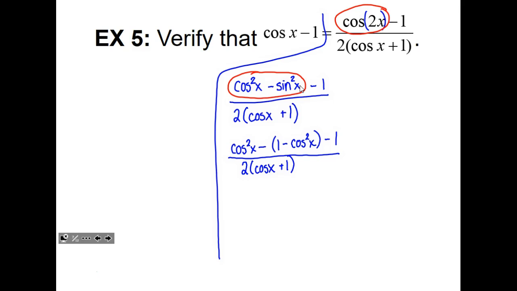Make sure when you replace it that you put parentheses around it because you have to distribute that negative right there. Okay, if you forget to do that, your cosine squareds will cancel and you won't be able to get to the right answer. So you're going to get cosine squared x minus 1 plus cosine squared x minus 1 all over 2 times cosine x plus 1.